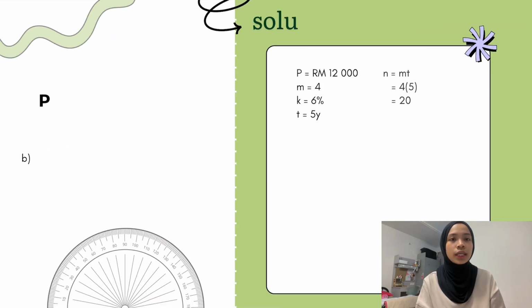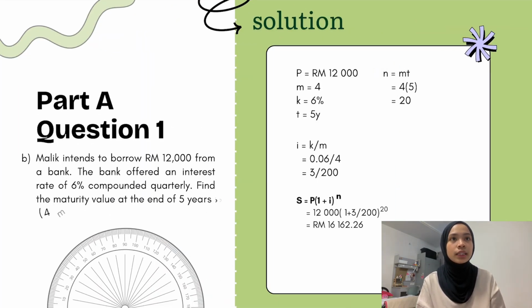Let's move to the next question. Malik intends to borrow 12,000 ringgit from a bank. The bank offers an interest rate of 6% compounded quarterly. Find the maturity value at the end of 5 years.